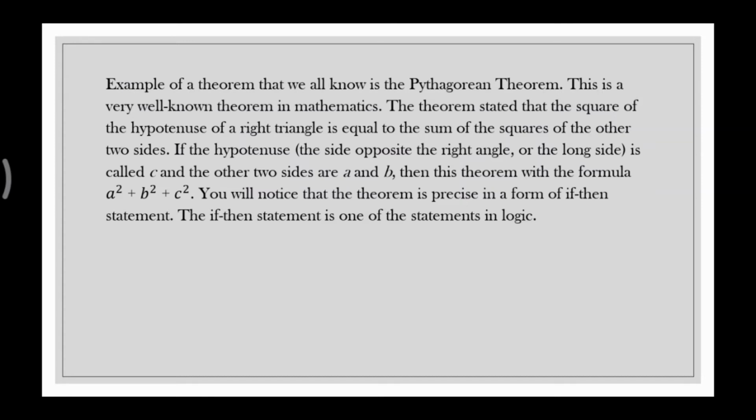If the hypotenuse, which is the side opposite the right angle, or the long side, is called C, and the other two sides are A and B, then the theorem has the formula A squared plus B squared equals C squared. You will notice that the theorem is precise in the form of an if-then statement.